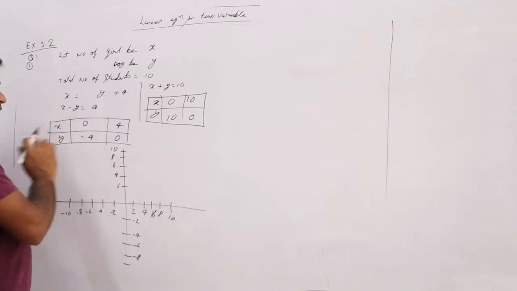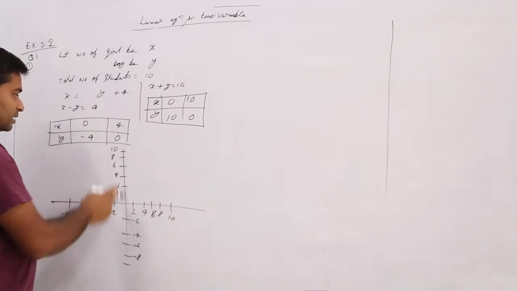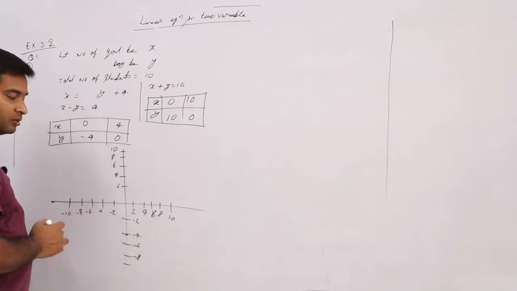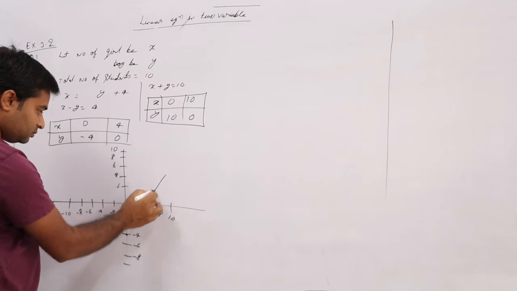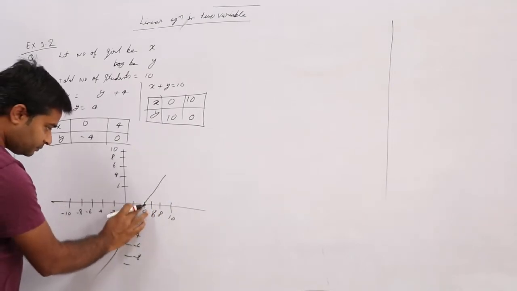Now x is equal to 0, y is equal to minus 4. Yes, sir. Next, x is equal to 4, y is equal to 0. This point. So one line will come almost like this. It will cross through this point, right?